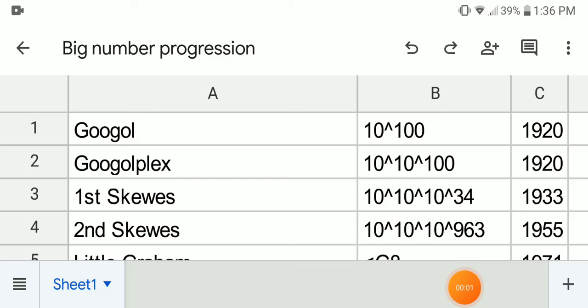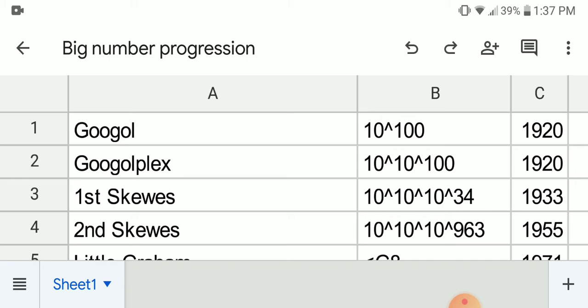Hi everyone, today I'm going to talk about big number progression, which is the biggest number in history. What is the biggest number in different time periods as it progresses? In this list, I'm going to include numbers starting from Googol.